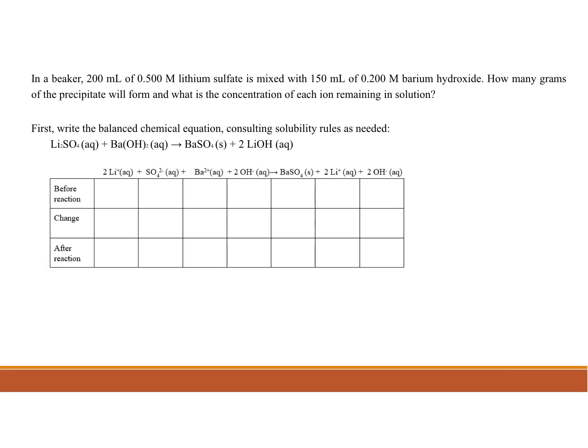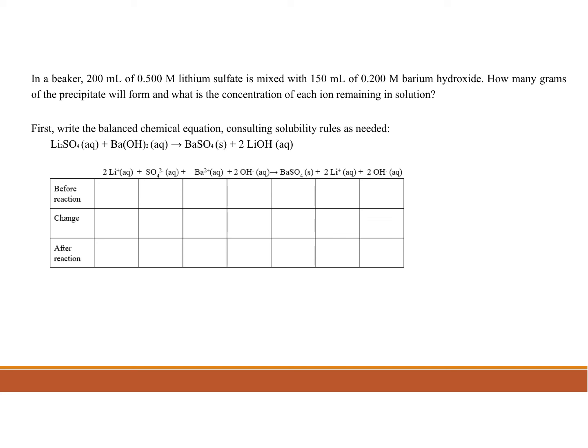Problem F. Now, this is probably the most complicated of all the stoichiometry problems that you'll do in this class. You have here a precipitation reaction where you have 2 solutions mixed together to form a precipitate. You have 200 milliliters of lithium sulfate with the concentration at 0.5 molar and 150 milliliters of barium hydroxide with the concentration at 0.2 molar.